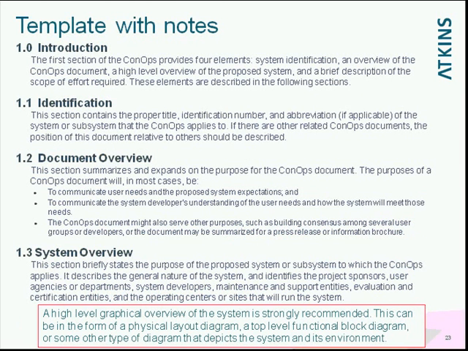Now, as promised, here's a template. This is based on one of the standards, and you start with the introduction, and then you identify the official identification for the project and abbreviation if there is one. Provide an overview of the document, and then provide a brief overview of the system. So section 1 is basically almost your executive summary.